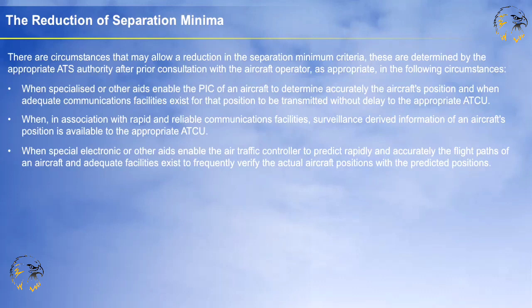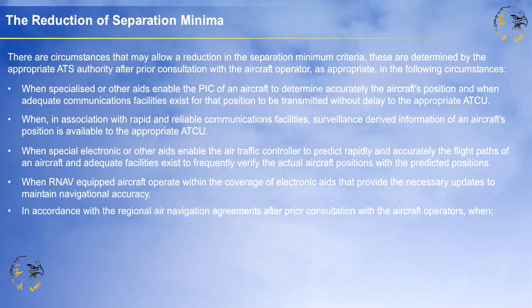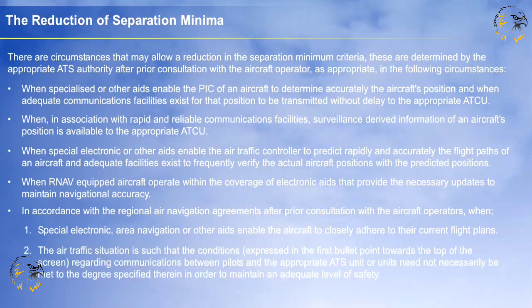the actual aircraft positions with the predicted positions, when RNAV-equipped aircraft operate within the coverage of electronic aids that provide the necessary updates to maintain navigational accuracy, in accordance with the regional air navigation agreements after prior consultation with the aircraft operators, when special electronic area navigation or other aids enable the aircraft to closely adhere to their current flight plans, the air traffic situation is such that the conditions regarding communications between pilots and the appropriate ATS unit or units need not necessarily be met.